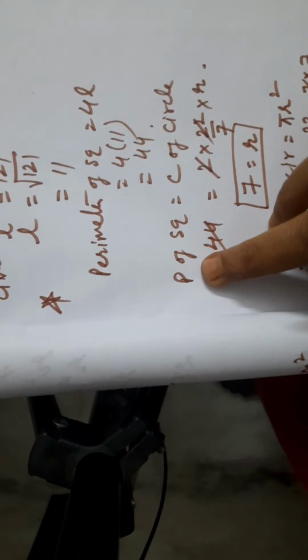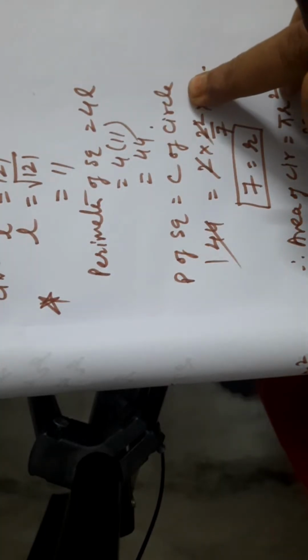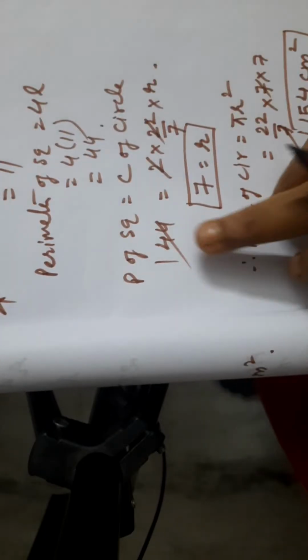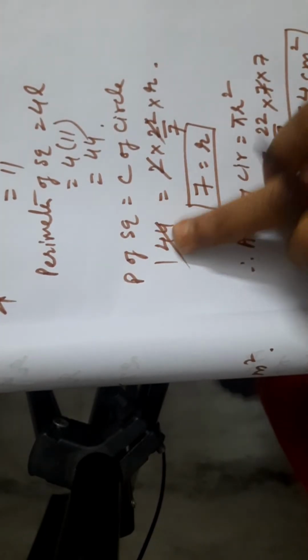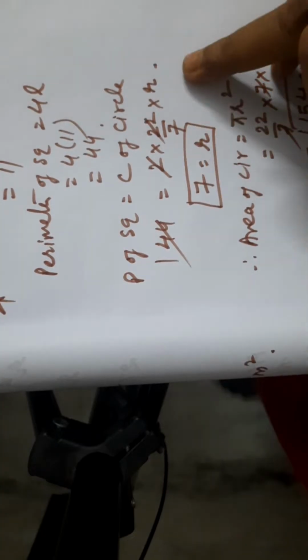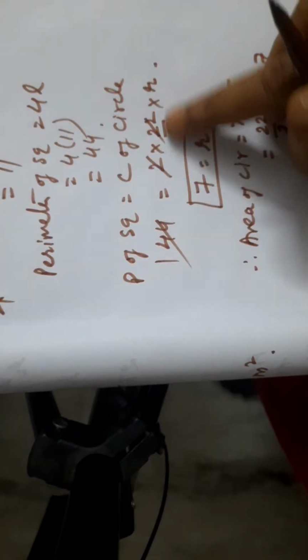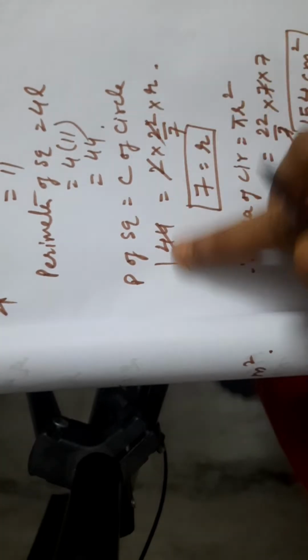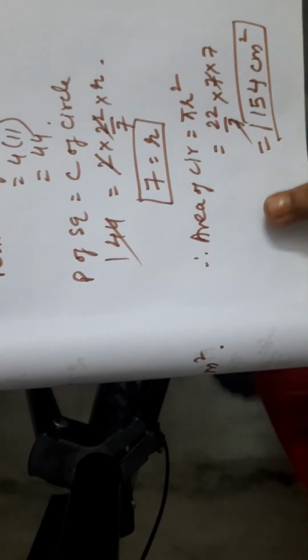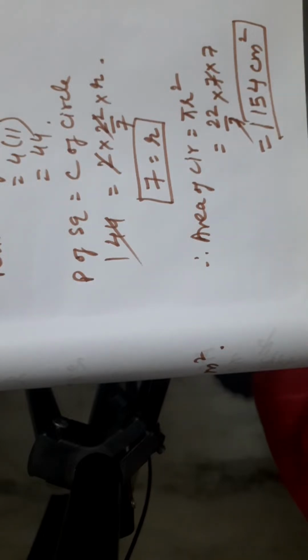Now the perimeter of the square will be made equal to the circumference of the circle, as the square is changed into a circle. Now put in their values. We got 44, whereas the circumference of the circle is 2 multiplied by 22 by 7 multiplied by r. So 22 2s are 44. They get cancelled. Radius is 7 multiplied by 1, 7. We got the value of the radius. Then find out the area using the formula of area, that is pi r square.